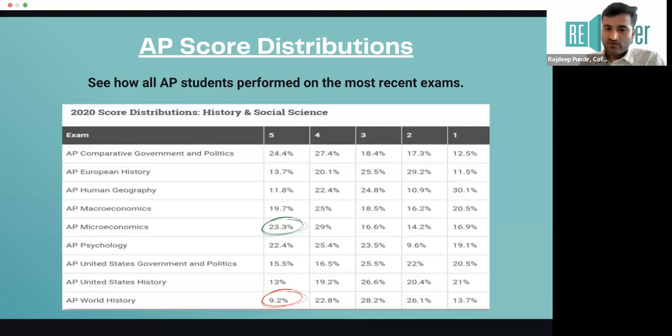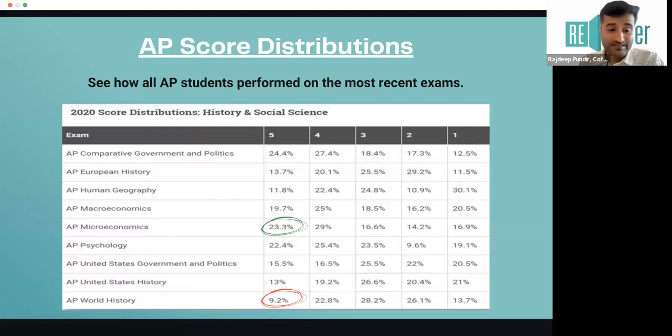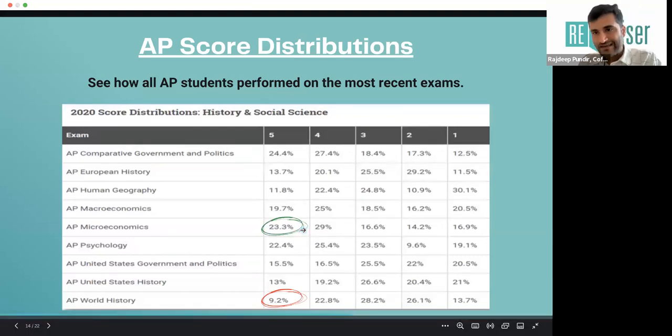The other category was history and social science. Let's take one example here. AP Microeconomics, almost 23% of students get a 515. AP World History, only about 9% of students get a 515. That means if I'm choosing World History, I need to be very careful and really work hard to get that 515. However, AP Microeconomics could be a low-hanging fruit.